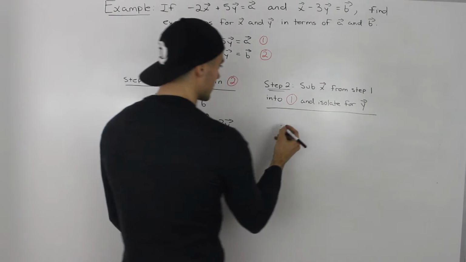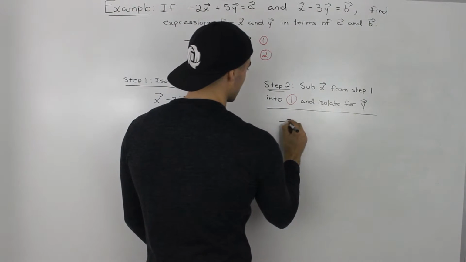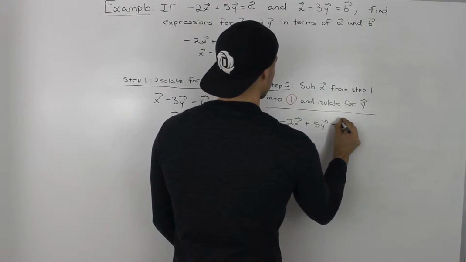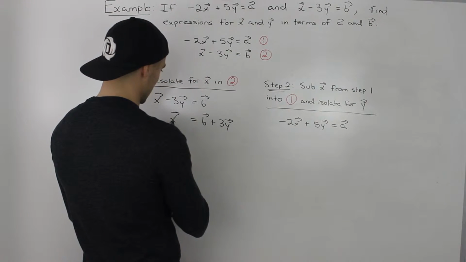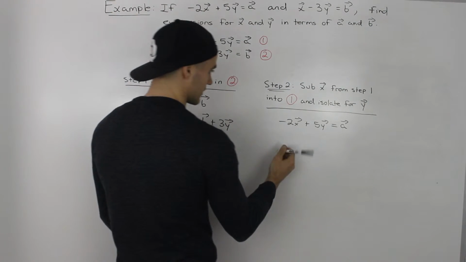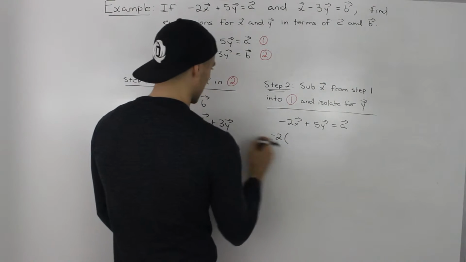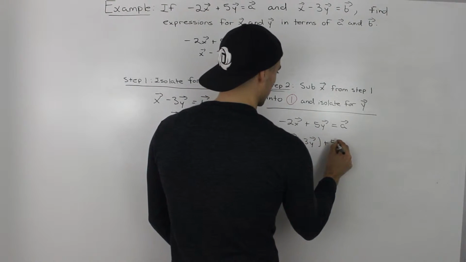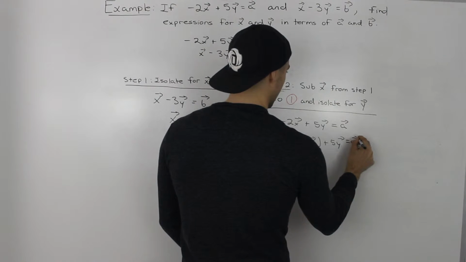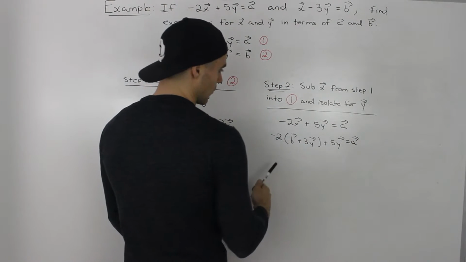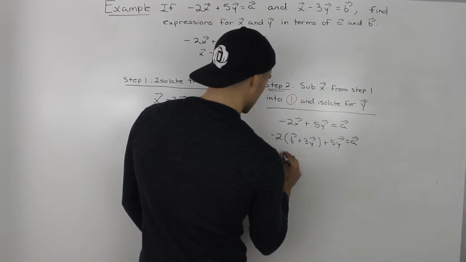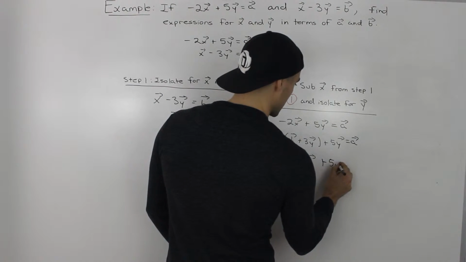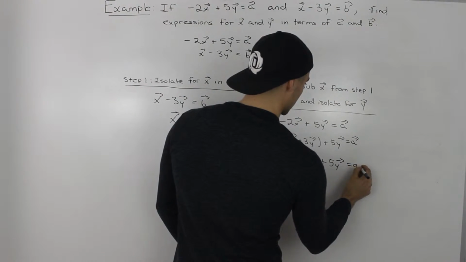So let's start off with rewriting the first expression, so negative 2x plus 5y equals vector A. And now we're going to sub in this x here, so negative 2 times vector b plus 3y, plus 5y is equal to vector A. And now we have to isolate for y, so let's distribute this in. So this would be negative 2b minus 6y plus 5y is equal to vector A.